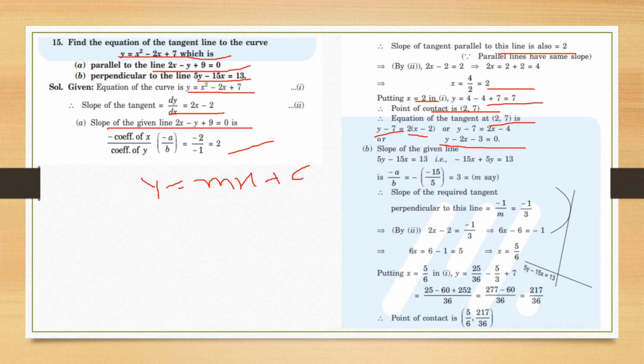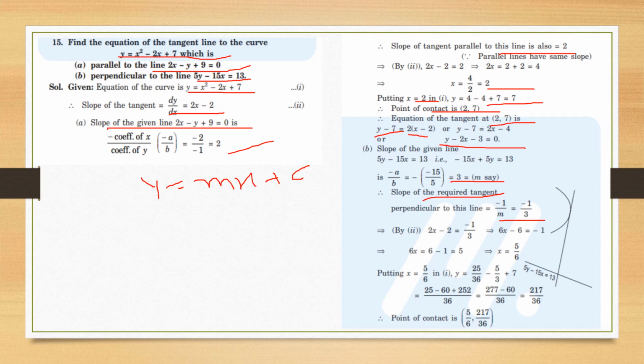And now for the second case, these two lines are perpendicular. So the slope of this line, again you can express it in y equal to mx plus c form, or otherwise compare it with minus a upon b. So I'll get the slope as 3. The slope of the required tangent is perpendicular to this line, so it is minus 1 upon 3. The product of the slopes is equal to minus 1, so that means 2x minus 2 equal to minus 1 by 3.